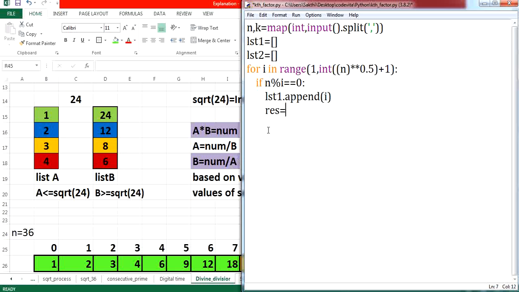So this is what I am supposed to mention. The result is equal to the given number divided by i. It gives you the equivalent factors of your list 2. So I have found this one.